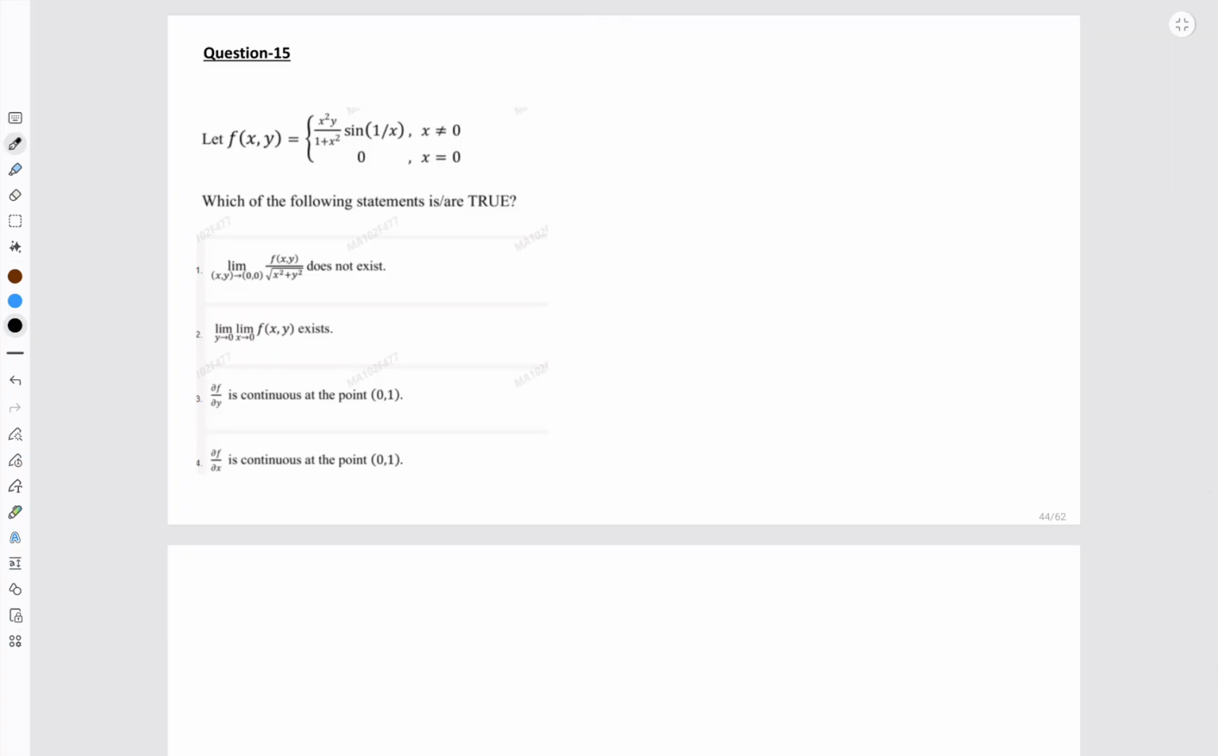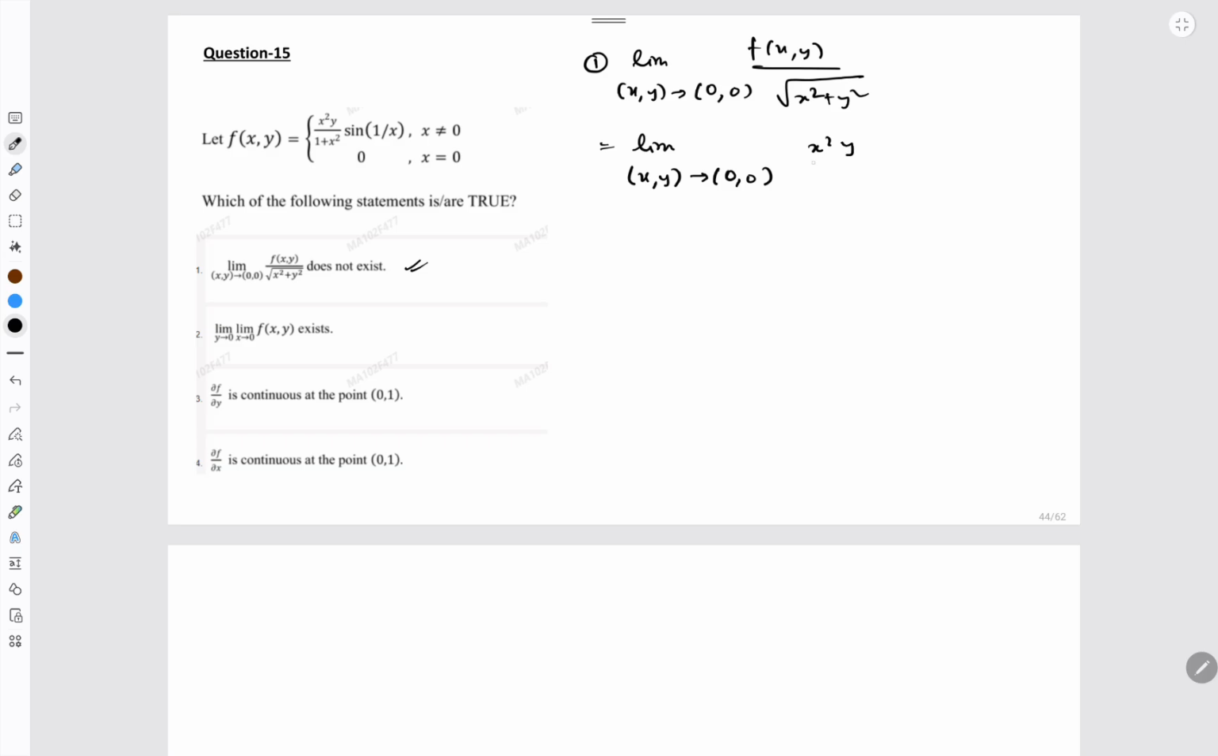Question number 15 is basically we have to find out whether it is continuous, whether it's differentiable, things like that. Let us start from this first option. The limit as (x,y) tends to (0,0) of f(x,y) divided by the square root of x square plus y square is equal to the limit as (x,y) tends to (0,0) of, where f(x,y) is basically x square y by 1 plus x square plus y square, times sine 1 by x.